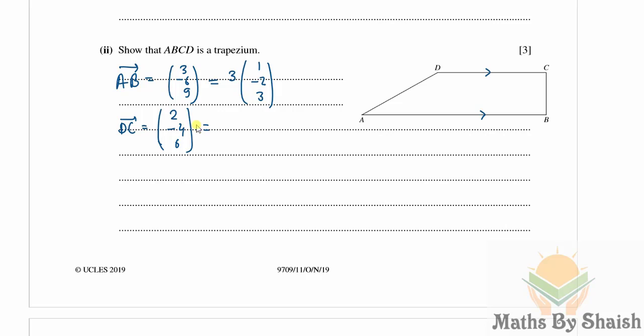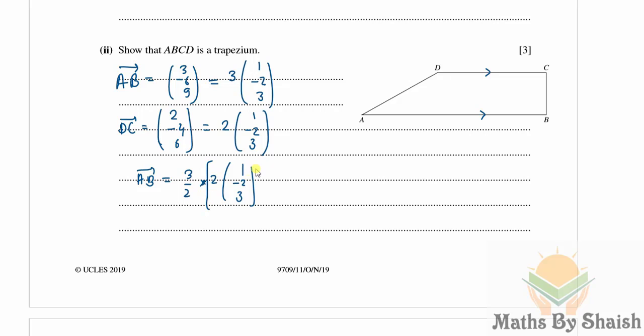The same thing, if I take 2 common from here, I will get 1 minus 2 and 3. So we can see that they are product of a same vector. So I can directly say that AB vector, I will rewrite it, AB and 3, so that it does not change the value of AB vector. I have multiplied and divided by 2.